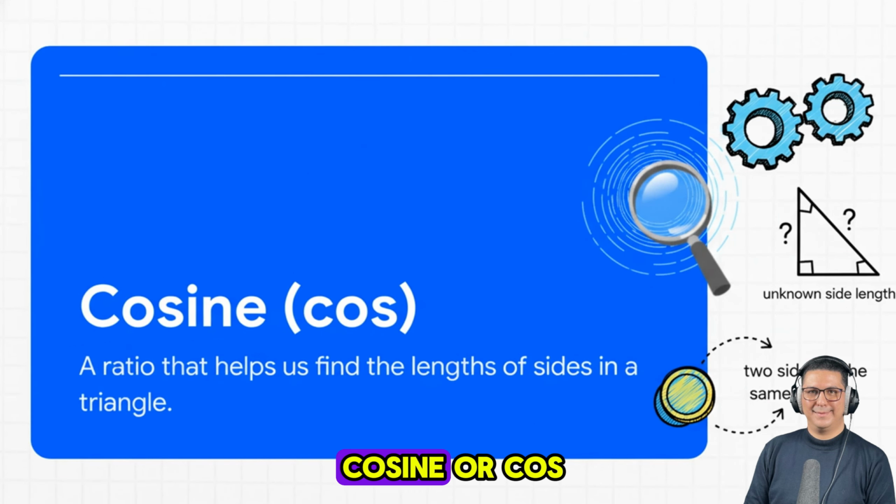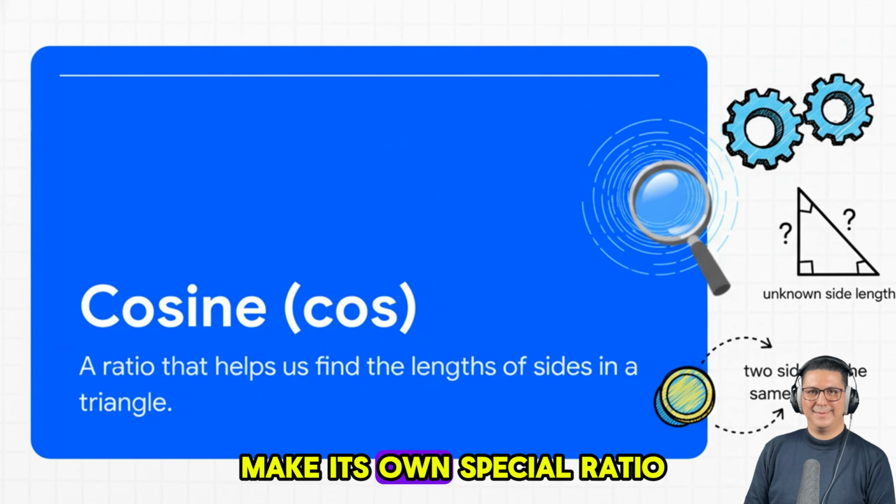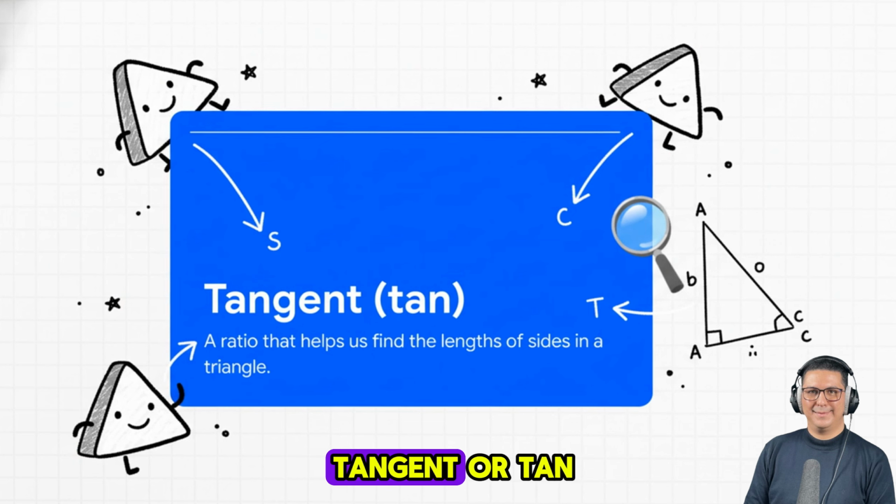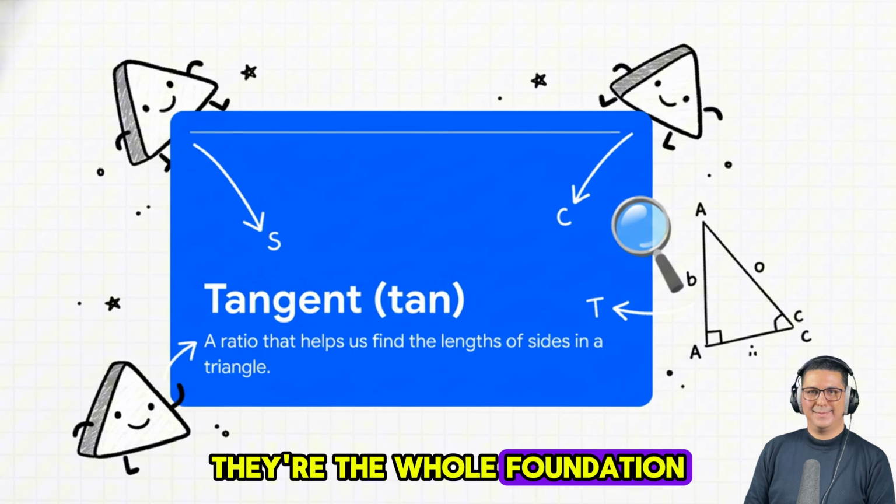Next in line is cosine, or cos. It works in a super similar way to sine, but it just gives us a different piece of the puzzle. It uses a different pair of sides from the triangle to make its own special ratio. They're a team, you know? Each has its own job. And finally, we have tangent, or tan. This is our third amigo, and it completes the toolkit we need to solve pretty much any problem you can throw at a right-angled triangle. These three functions, sine, cosine, and tangent, they're the whole foundation.